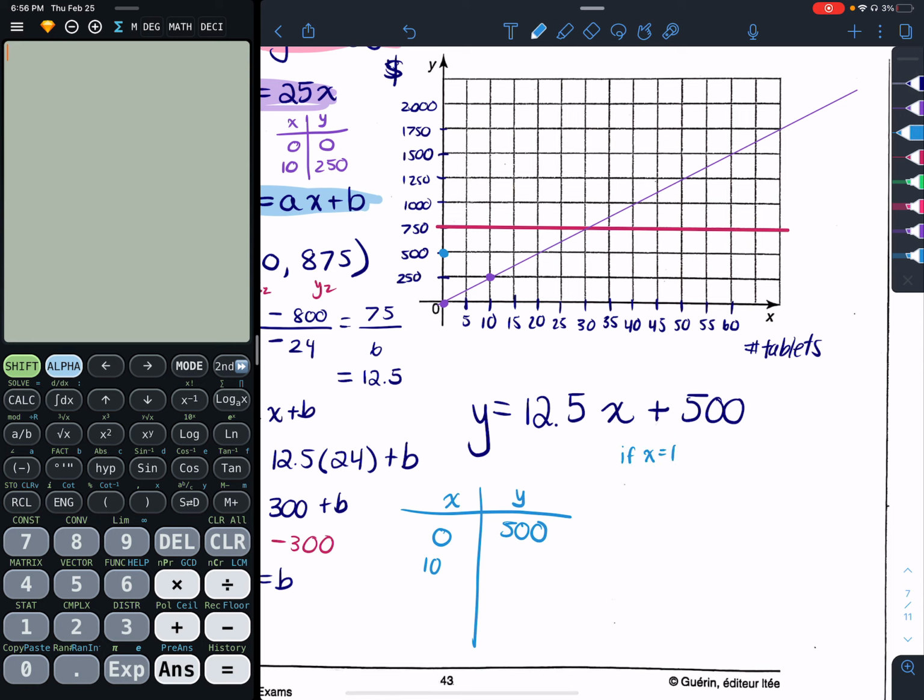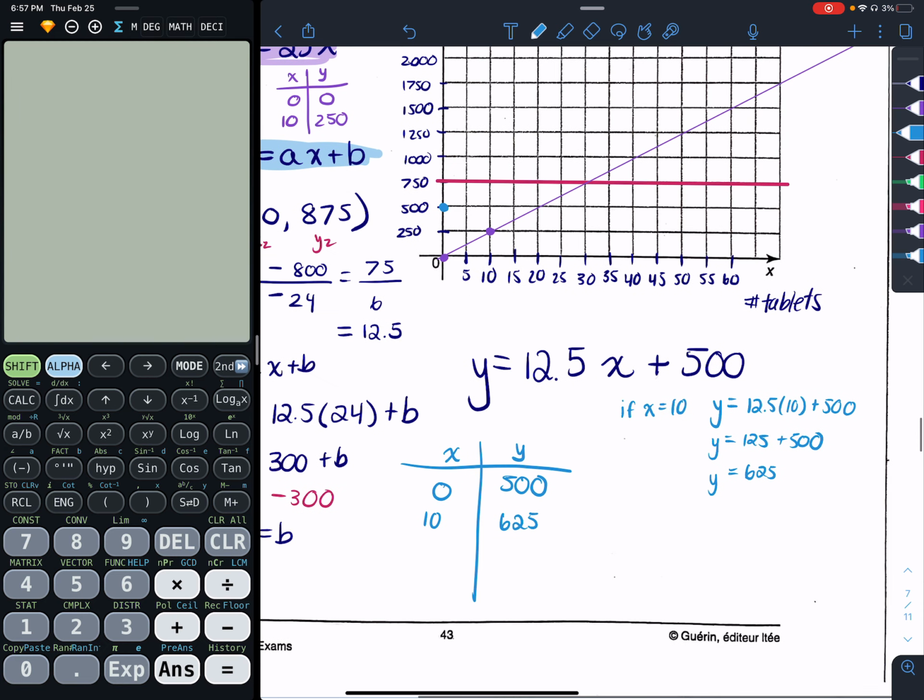If X equals 10, we have Y equals 12.5 times 10 plus 500. 125 plus 500. So Y is 625. That's not bad. It's not great though. We want kind of a nicer number, let me just see.